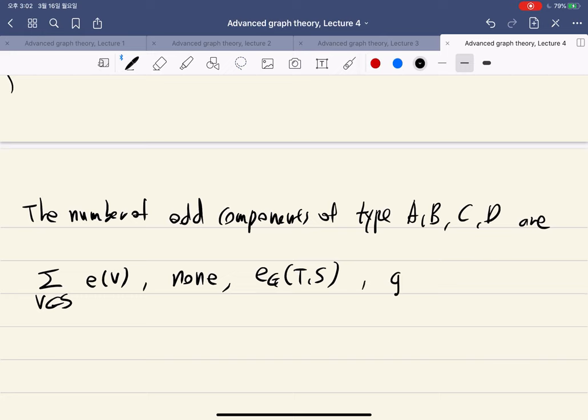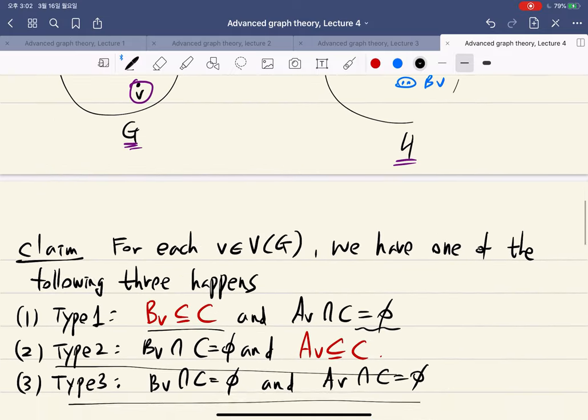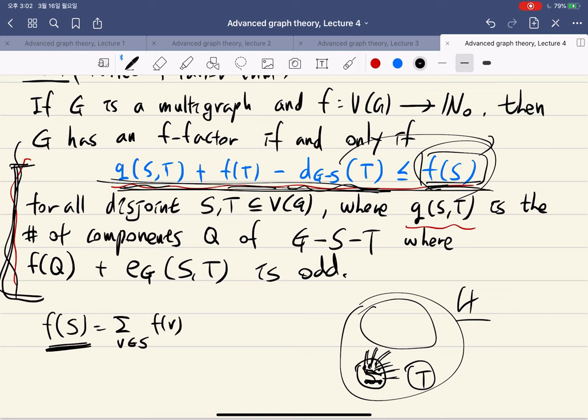And the last one is actually the same as QST. So what is the QST again? It's the number of components Q of the graph G minus S and T, where F(Q) plus the number of edges between Q and T is odd.